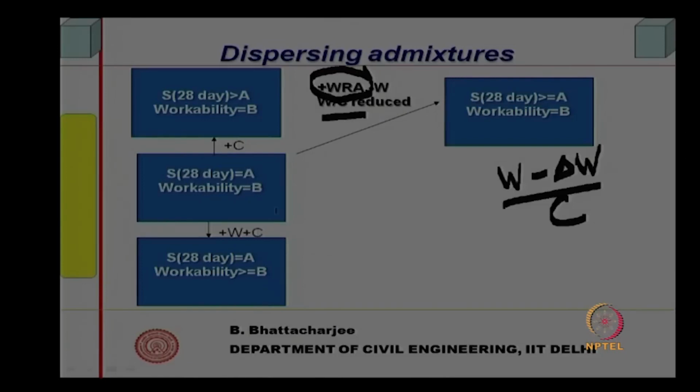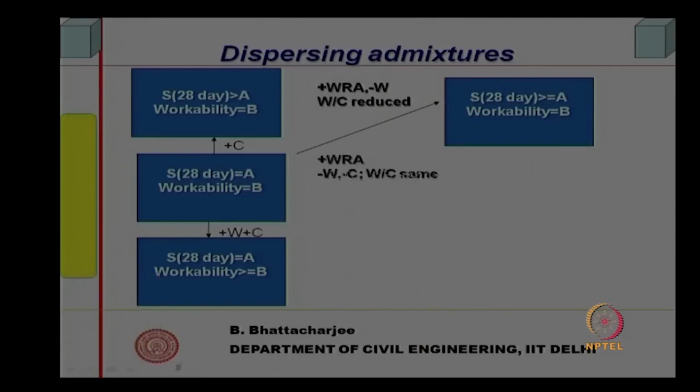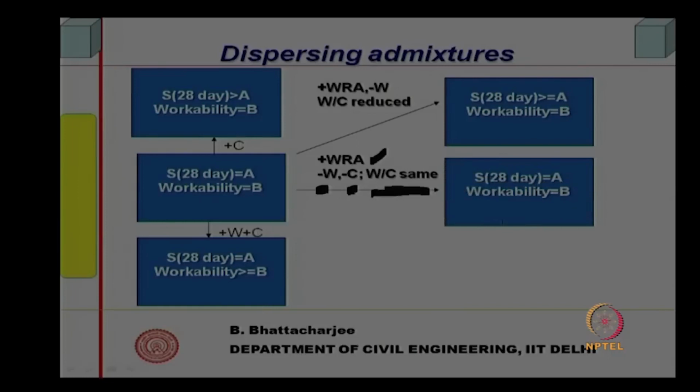But the secondary benefit, you remember, is that you are also reducing the carbon dioxide emission. If I want to keep the strength the same and workability the same, I will add some water reducing agent, reduce the water content, and also reduce the C. So, my W by C will remain the same, and therefore, I will get the same strength. So, I get the same strength by adding water reducing agent with lower cement content. Again, it might be a cheaper route to add water reducing agent rather than add cement. So, you will have to see whichever is cheaper.